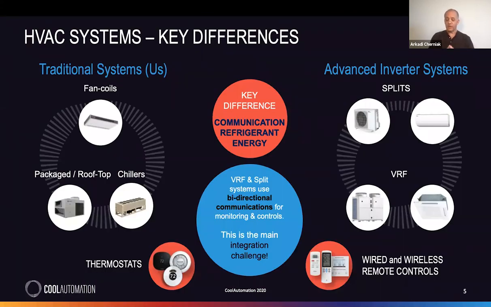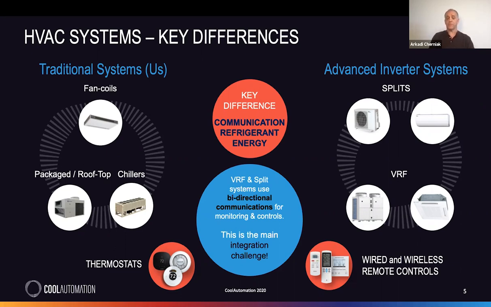And we will look at two different types of systems, the traditional ones and the advanced ones, the inverter systems. Me representing the US, where I usually work, I will address the traditional systems common to the North American market, but they are also found all around the world. These are the fan coils, the packaged rooftop units, the chillers, and they have their own thermostats that look like the good old standard thermostat. Some of them are nice looking, with digital displays and touch screens, but still they are good old thermostats that control the system on and off.